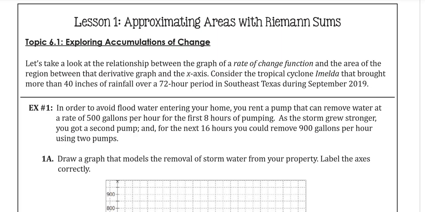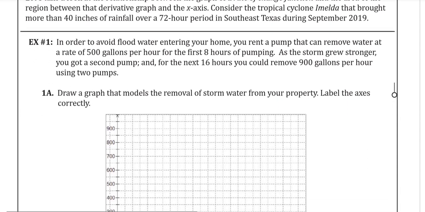So if we look at the relationship between the graph of a rate of change function and the area of the region between that derivative graph and the x-axis, we can look at how much accumulation of change has happened. So for our first example, we're going to consider the tropical cyclone Imelda that brought more than 40 inches of rainfall over a 72-hour period in southeast Texas in September of 2019.